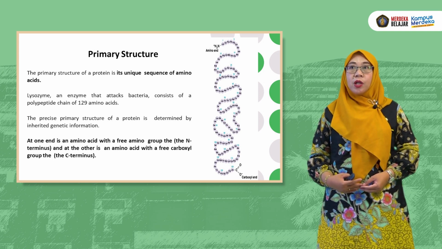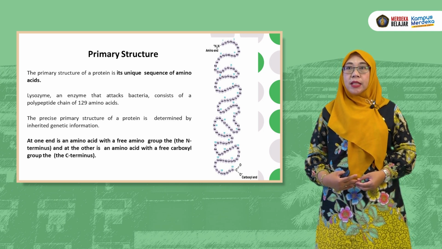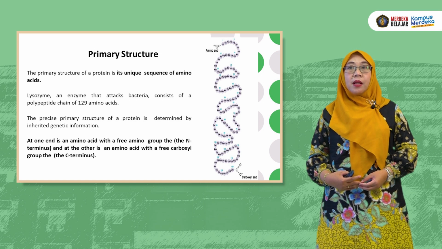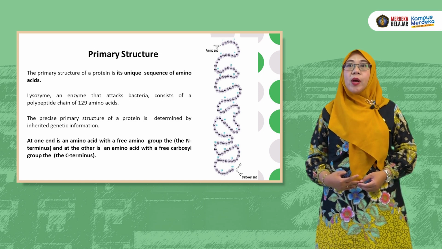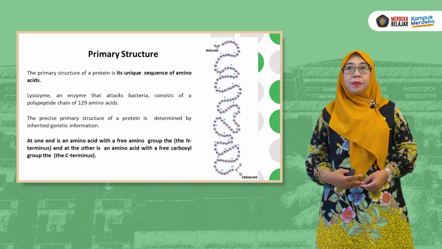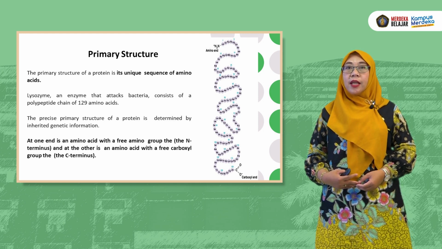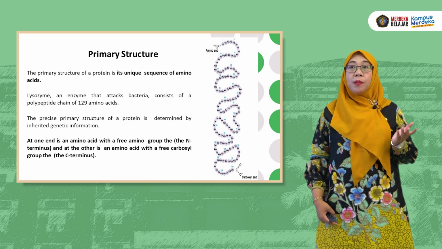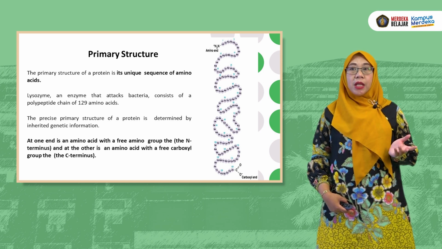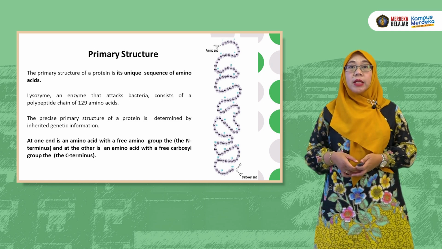The primary structure of a protein is its unique sequence of amino acids. Lysozyme, for example, is an enzyme that attacks bacteria and consists of a polypeptide chain of 129 amino acids. The precise primary structure of a protein is determined by inherited genetic information. At one end is an amino acid with a free amino group, the N-terminus, and at the other end is an amino acid with a free carboxyl group, the C-terminus.